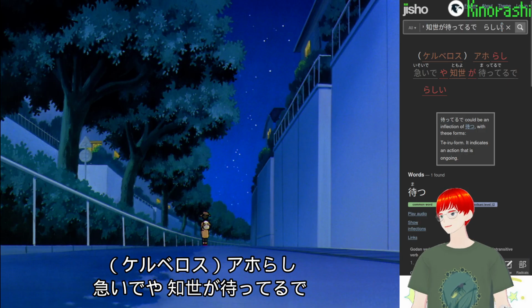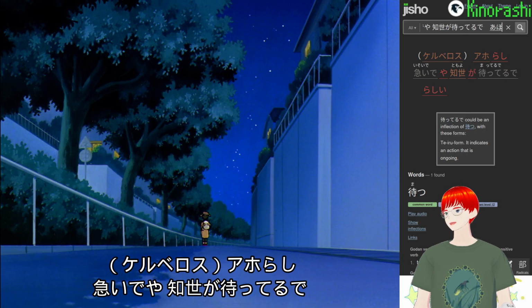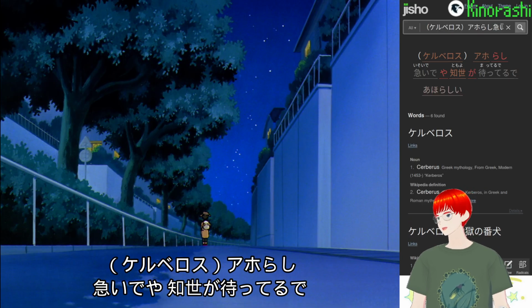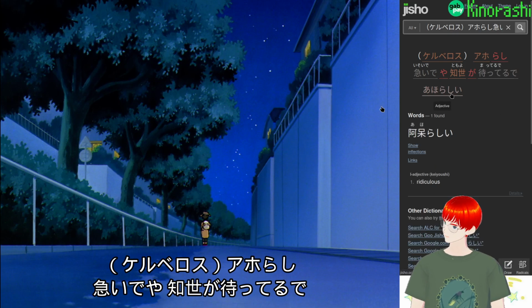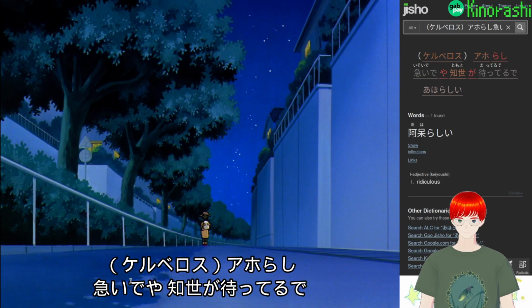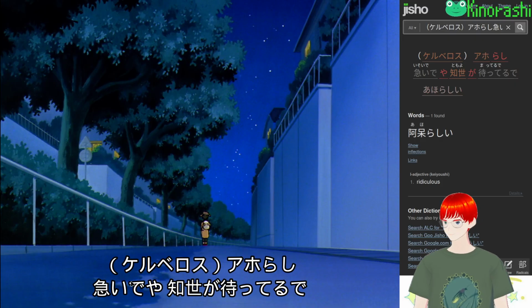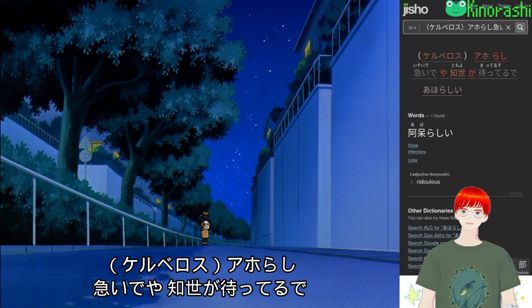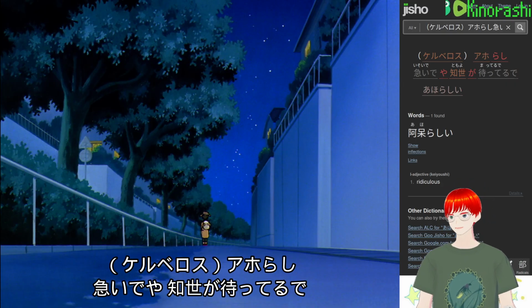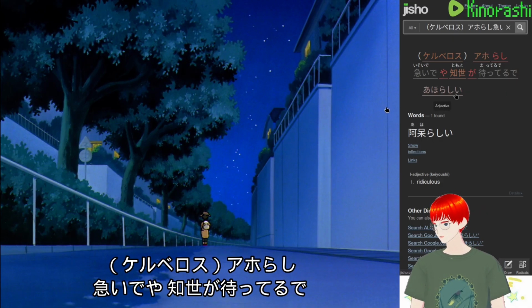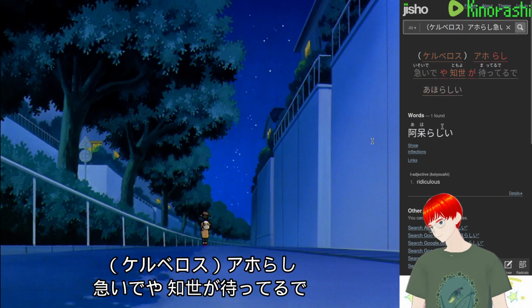Okay, so that rashi is part of the rashi. Is rashi its own word or two words together? It's its own single word, specifically an i adjective in Japanese. Two separate words combined on the spot. Probably was at one point in time two words. Ahorashi. Okay, ridiculous. So in other words, appears like an idiot.